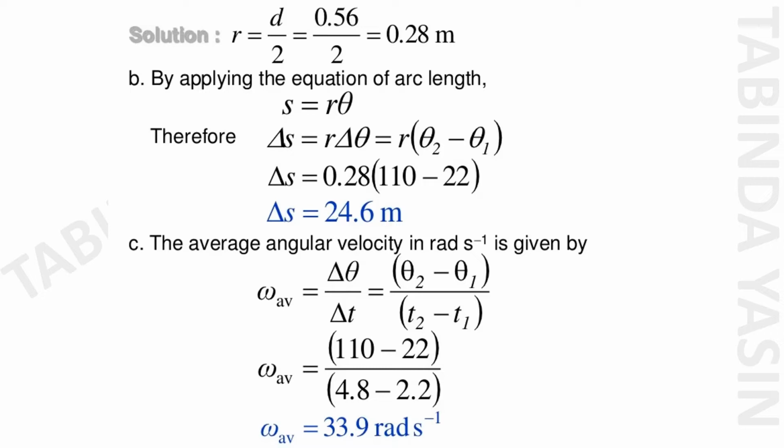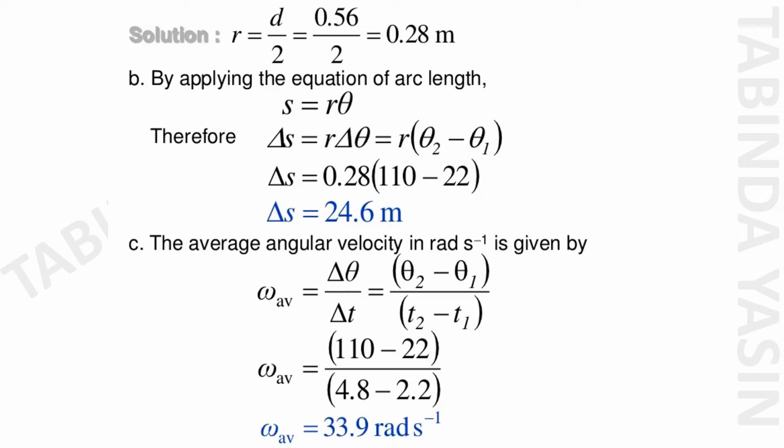We have del S, we have to find the distance between the two time displacements. So del S is equal to 0.28 into 110 minus 22, and after solving that gives del S is equal to 24.6 meter.